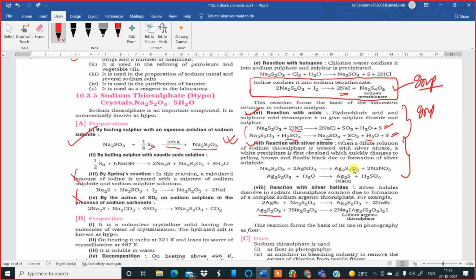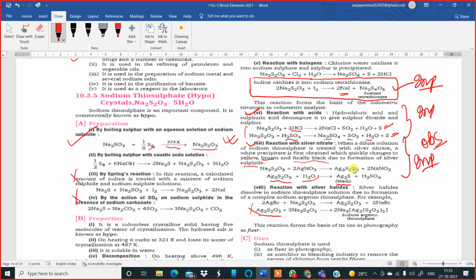So what happens? This compound immediately converts itself, in the presence of water, to form a final black colored substance. But the process is so beautiful that first the color changes to yellow, then it becomes brown, and then finally it becomes black. And this black color is due to the formation of silver sulfide. So this reaction is important with regard to its observation.